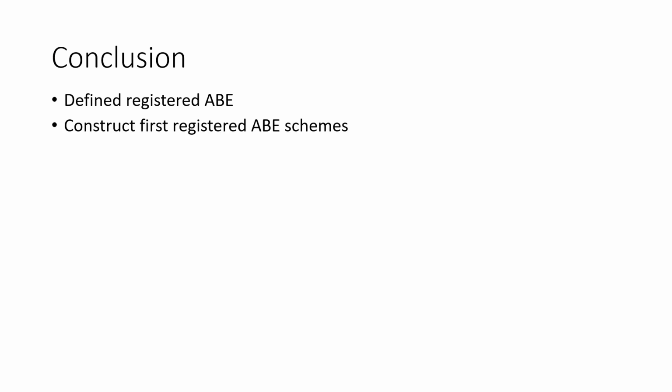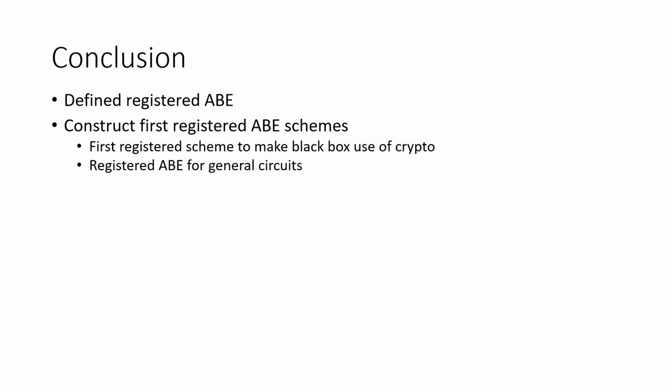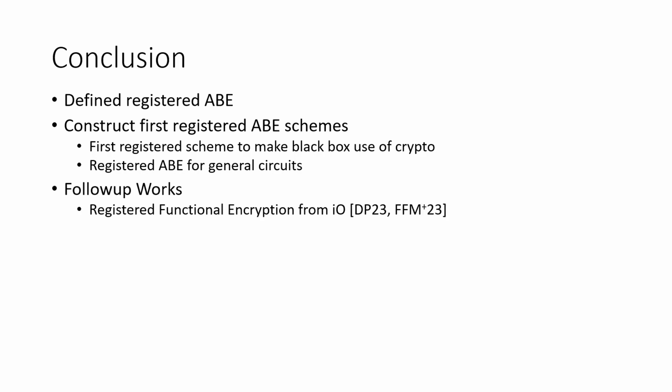So just to conclude, in our work, we define registered ABE, and we construct the first registered ABE schemes, one from bilinear groups, which is the one I've been going over so far, as well as a general registered ABE for circuits from obfuscation. I'd like to point out that there have already been some interesting follow-ups on this work, where some people have shown that our second construction of registered ABE for circuits can readily generalize to registered functional encryption. And one of these works also constructs registered predicate encryption for inner product functionalities.